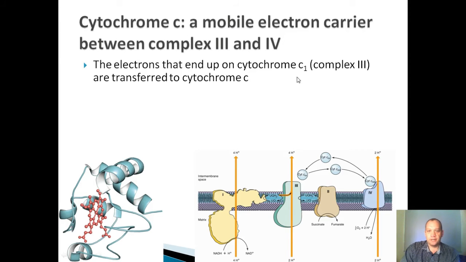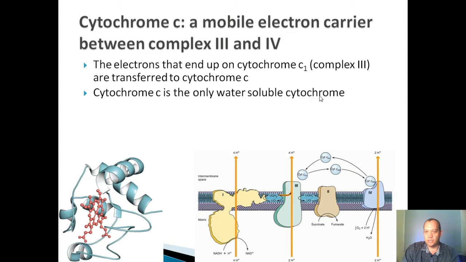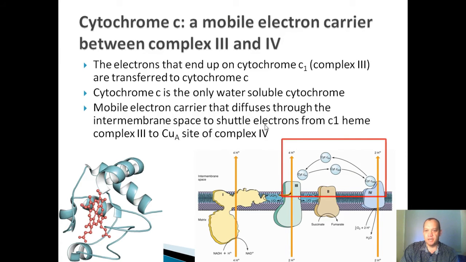So then, just very briefly about cytochrome C, as we've said, it's a mobile electron carrier that shuttles electrons between complexes 3 and 4. The electrons that end up on the cytochrome C1 of complex 3 are transferred onto cytochrome C, and that is a water-soluble cytochrome, the only water-soluble cytochrome in this transport chain, and it basically is mobile and diffuses through the intermembrane space to shuttle electrons from complex 3 onto complex 4, specifically from the C1 heme on complex 3 onto the copper A protein of complex 4. So an oxidized cytochrome C will bind to complex 3, receive an electron through the Q cycle, and become reduced, and that reduced cytochrome C will now go and bind to complex 4, donate its electron, in other words become oxidized, and shuttle back to complex 3, and so on.